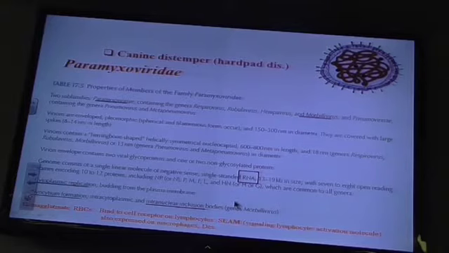Okay, now this virus causes syncytium. Do we know what syncytium is? We know.